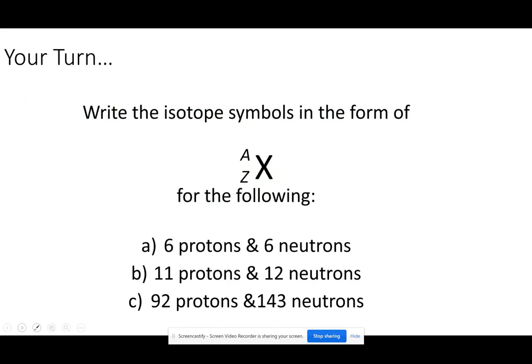So before I leave you guys, I want to just quickly review this idea of writing an isotope symbol. So go ahead and pause the video, take some time to work through these, and then I will pick up and work through them with you. So write this isotope or nuclear symbol for A, B, and C.